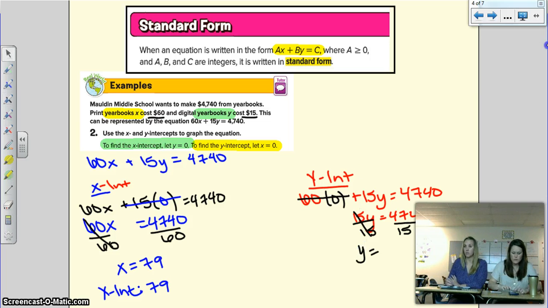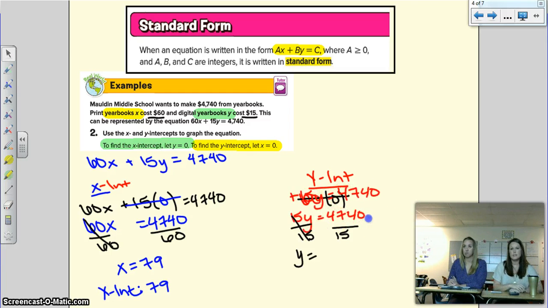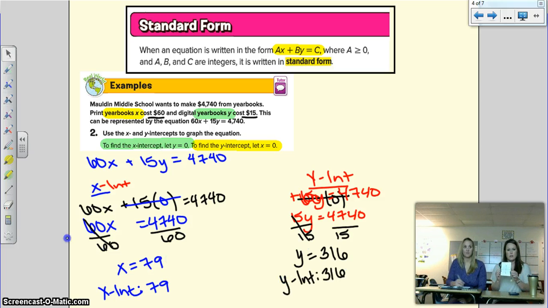Y equals 4740 divided by 15, which is 316. Okay, 316. So again, take your sticky graph, stick it on there somewhere, and plot those two points.